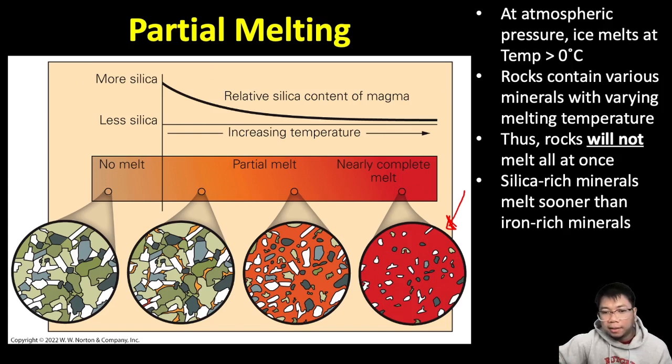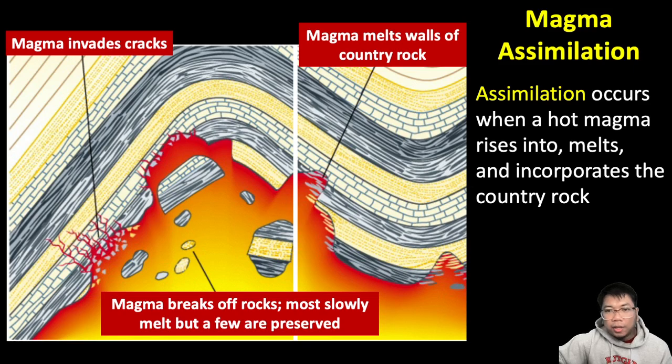Okay, different melting temperatures. The next one is called magma assimilation. This should be pretty straightforward as well. If you have a magma chamber here, because of the heat from the magma chamber, it would start to eat up the wall of the magma chamber. Okay, so the magma can invade the cracks and break off rocks from the magma chamber wall.